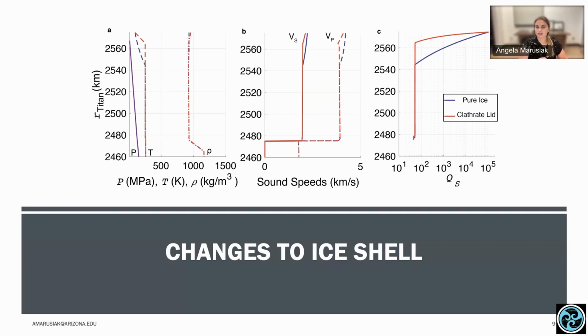So when you look at this plot here, what you'll notice is that the clathrate lid goes from a relatively high seismic quality near the surface, but then very quickly drops down to a much lower value compared to water ice, which just has a bit more gradual decline from high to low quality factor.